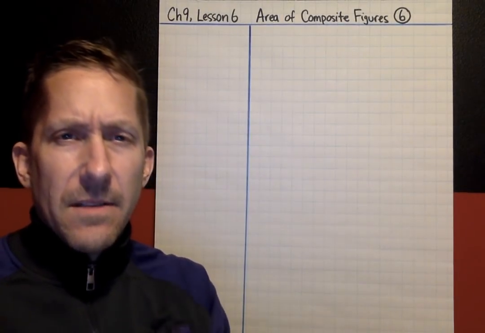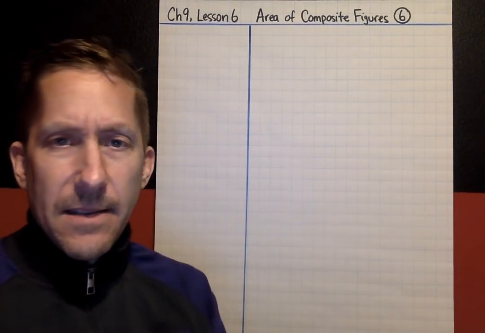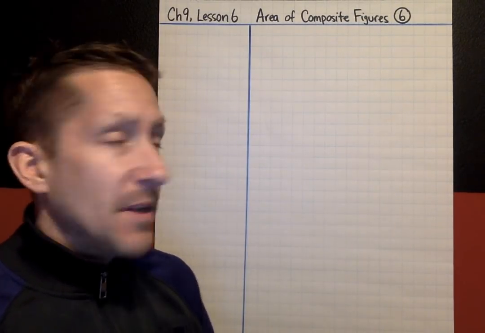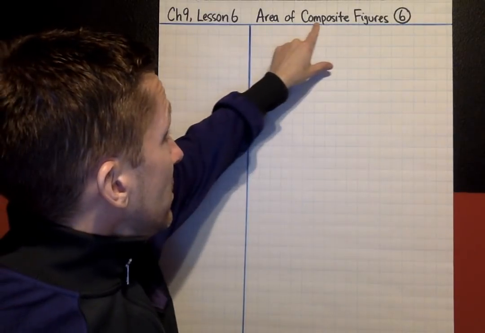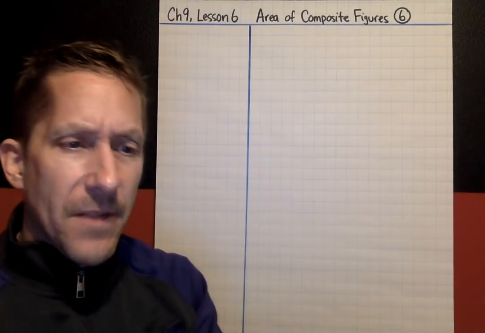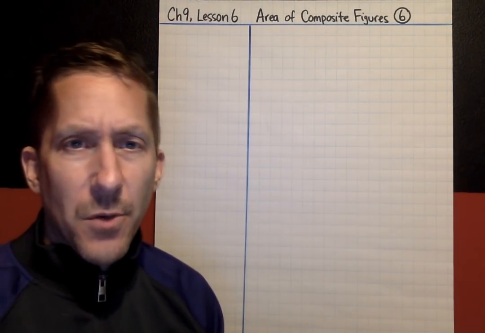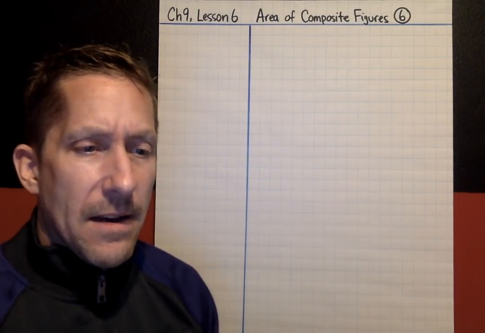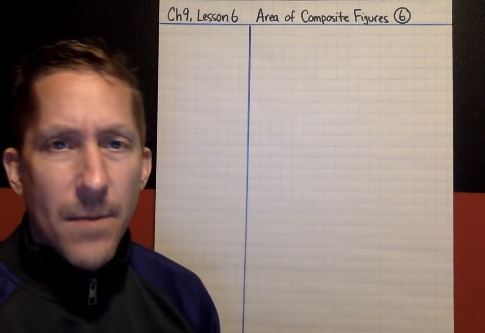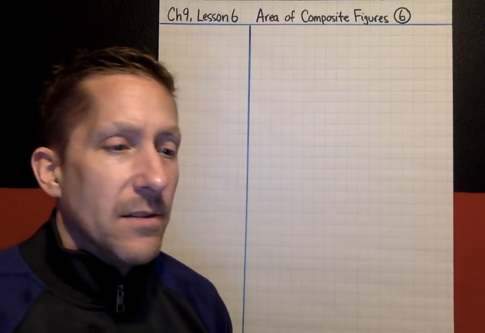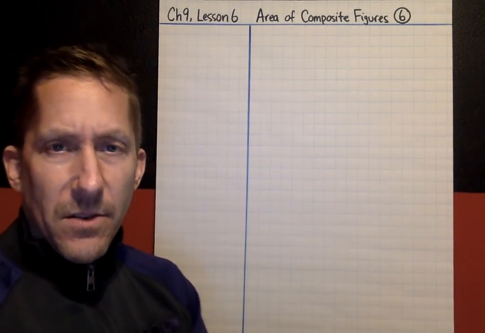Hi students, this is Chapter 9, Lesson 6, the last lesson of the chapter. The topic today is area of composite figures. Composite figures are figures that are made up of two or more polygons. Sometimes you're also taking away a polygon's area from another polygon's area. So let's just get started right away.